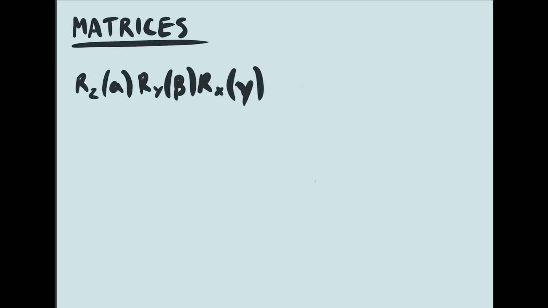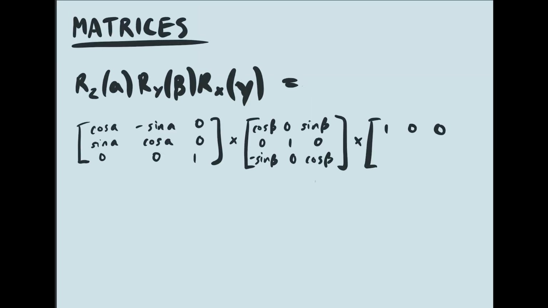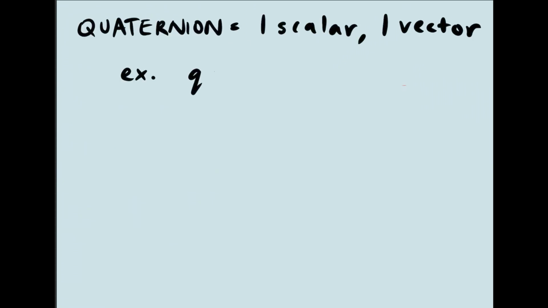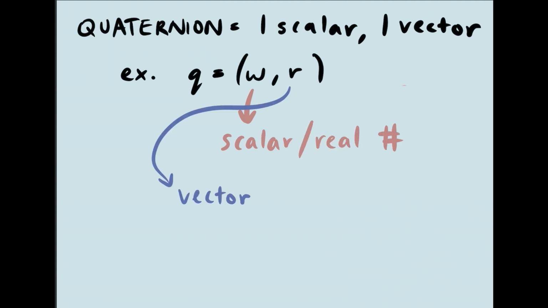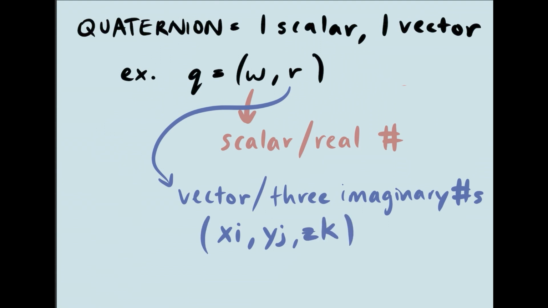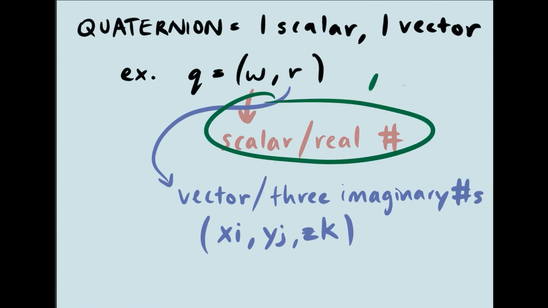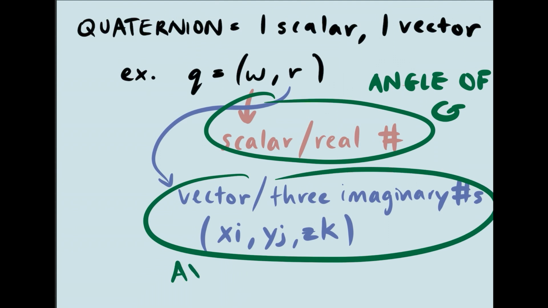Rather than using the 3 yaw, roll, and pitch angles to store information, a rotation quaternion encodes the 3D rotation as a scalar and a vector. The scalar is comprised of 1 real number, while the vector is made up of 3 imaginary numbers. The scalar part W represents the angle of rotation, while the vector part R represents the axis of rotation.